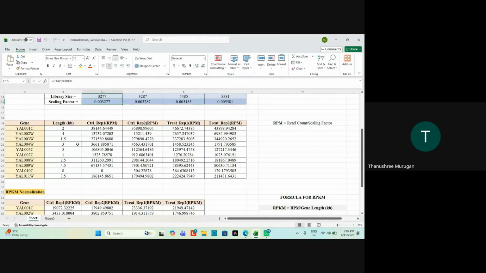In control replicate 1, the raw count for this gene was 0. So its RPM, RPKM, and TPM values were also 0. This indicates that no sequencing reads were mapped to this gene in that sample. Therefore, even after normalization, highly expressed genes remained highly expressed, while genes with very low or 0 read counts remained low. Thank you, ma'am.